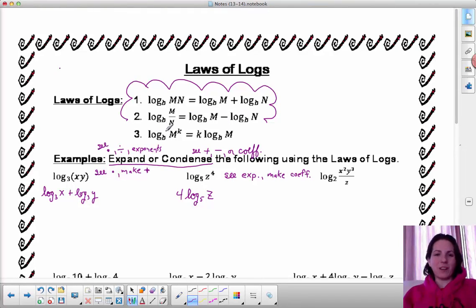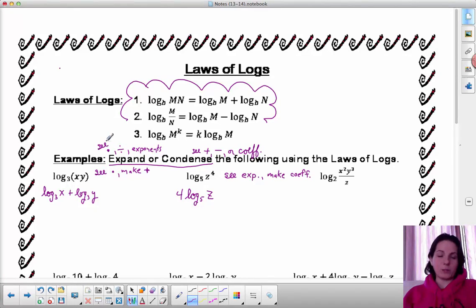The one that's kind of funky is this exponents rule. When you have an exponent on the inside of a log, it becomes a coefficient on the outside of the log. So what we're going to work with first is we call it expand or condense the following using the laws of logs. So I kind of gave you a little hint here.